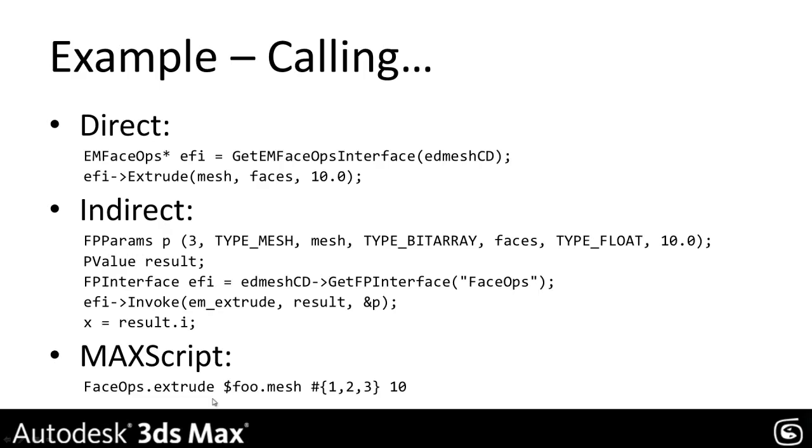Now if we were to go from MaxScript, it's a little bit different, but it's similar. So the faceops here is the interface name, and it has a function called extrude, and again it's going to take the mesh, so that's this, the object called foo's mesh, and then the bit array of the faces. So here's an array of the faces, and then again here's the float type.